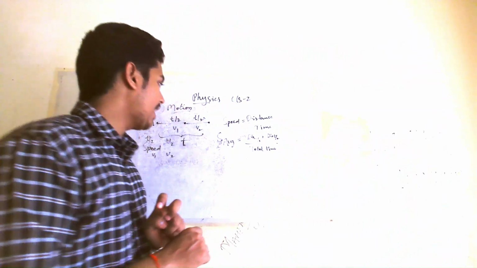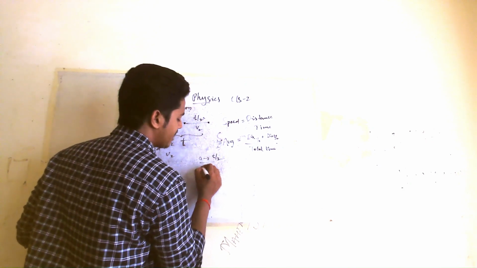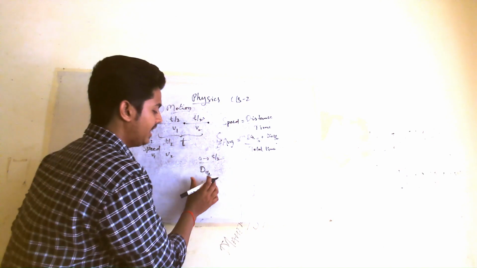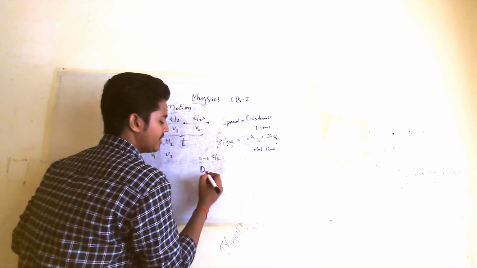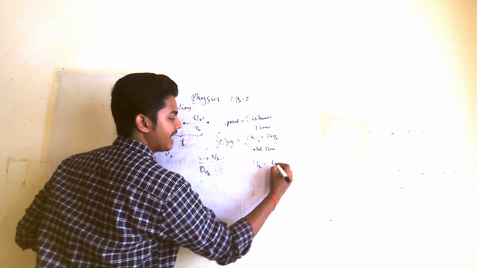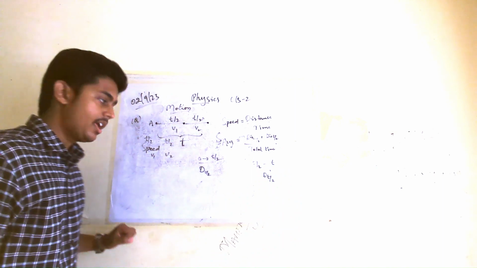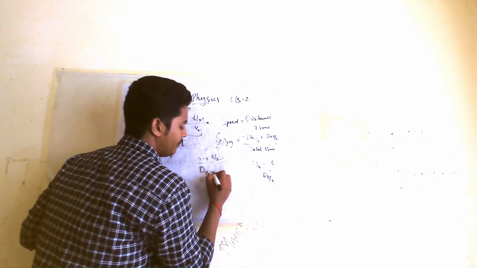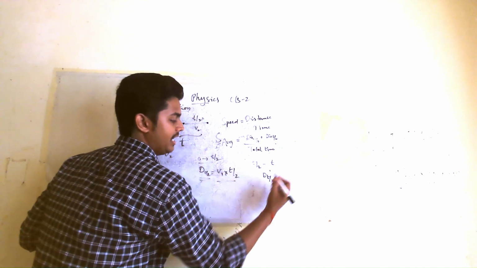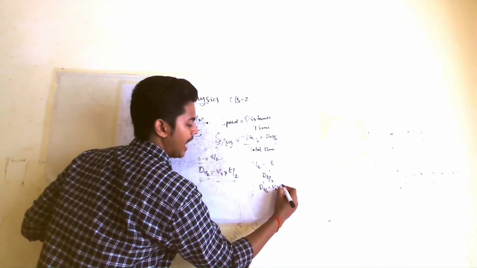Now let us find the distance travelled in the first 0 to t by 2 seconds. Let's call it d t by 2. The distance travelled from t by 2 to t seconds I will call d t by 2 dash. We know distance is equal to velocity into time. Here d t by 2 is v1 into t by 2, and d t by 2 dash is equal to v2 into t by 2.